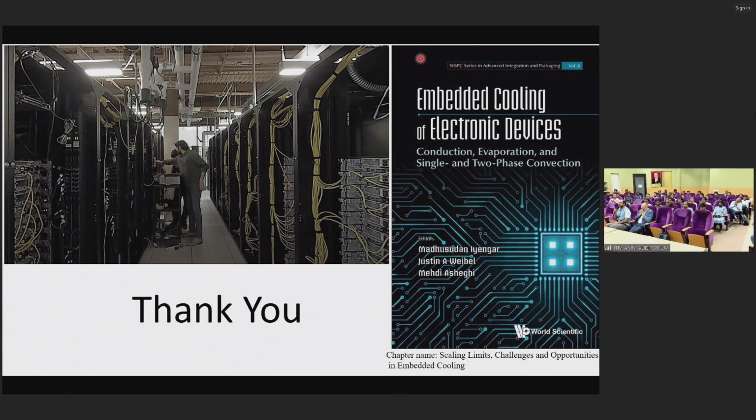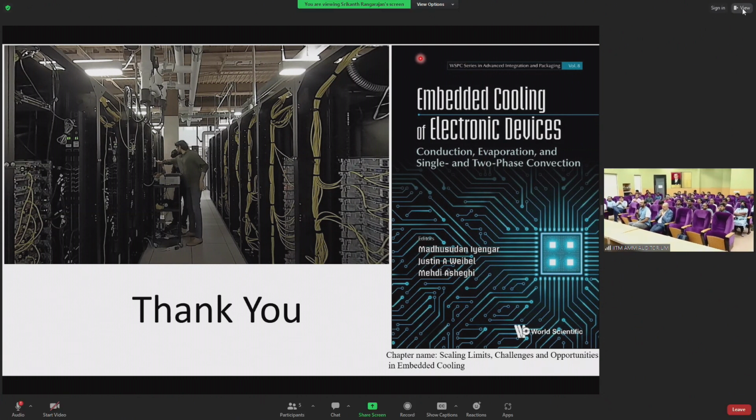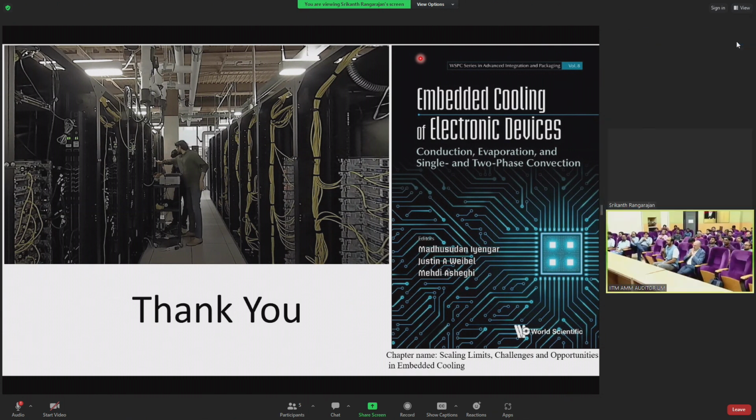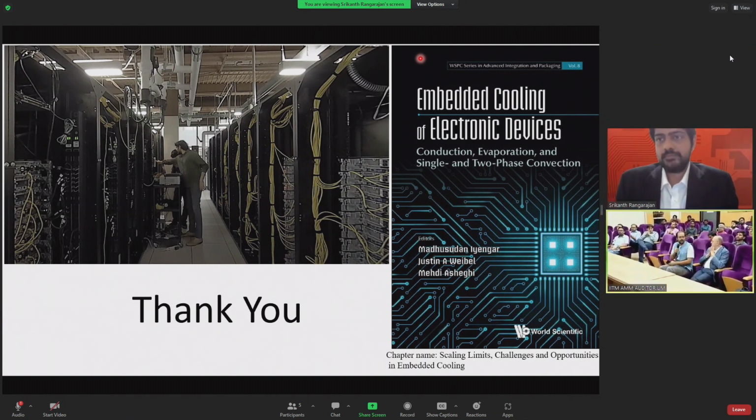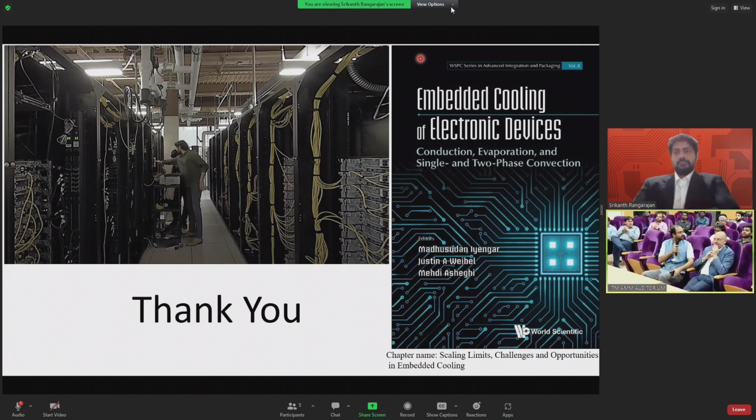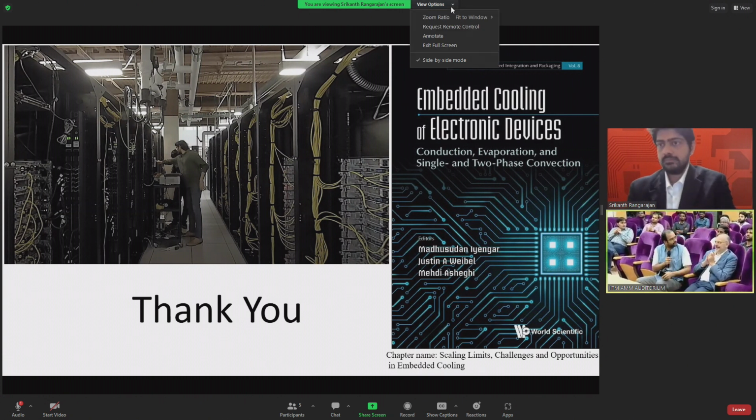So very interesting talk, talking about the most recent trends in electronic cooling, Srikanth. So we will take some questions from the audience for the next few minutes. Any questions?